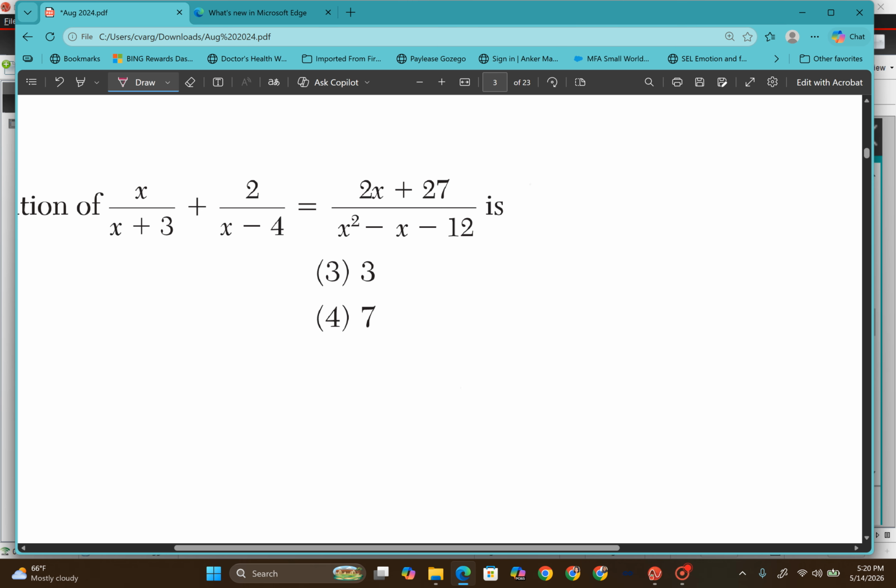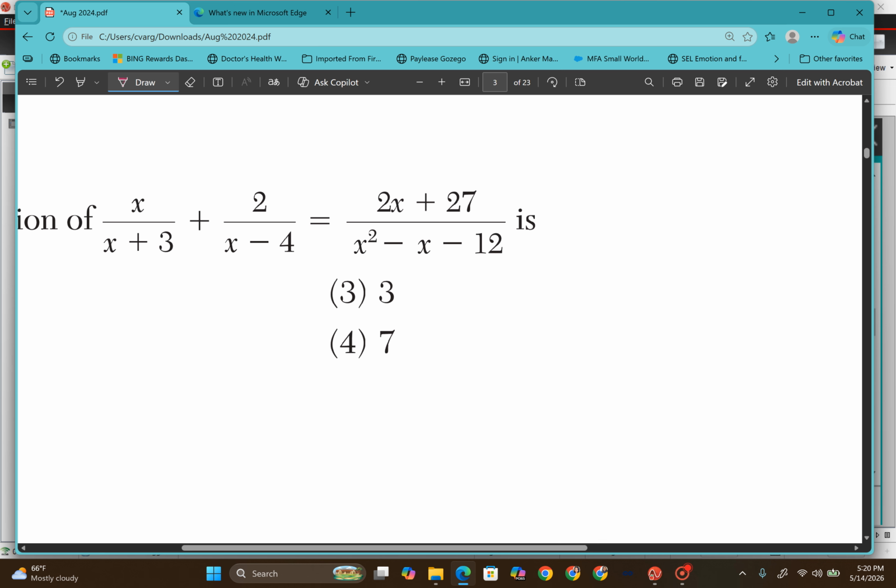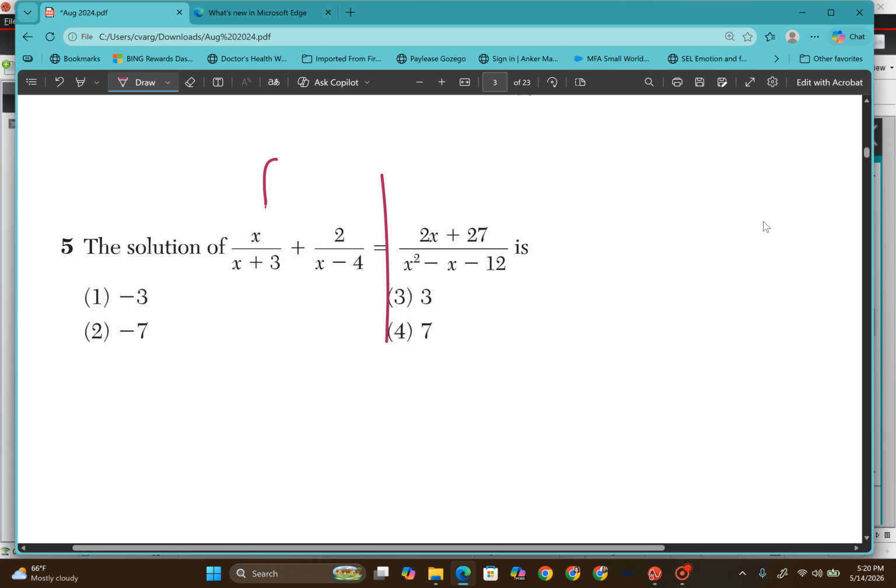Okay, solution. Again, this is also another graph question, right? Plug this under f1 of x, and this is under f2 of x, and then you look and see which one is the same, which is the solution there.